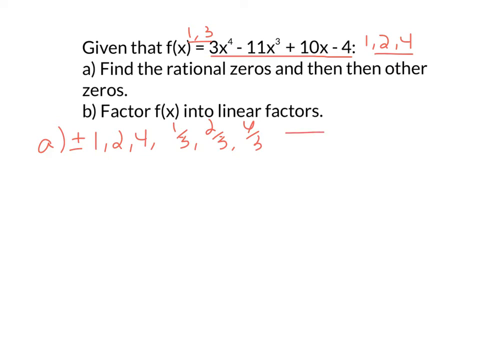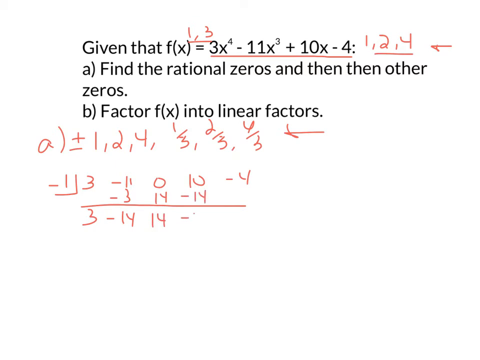And after we make that list of possible factors, I'm going to punch that function in my calculator and look for the zeros, which are really just x-intercepts. So I'm doing that right now, and I found out that -1 looks like it's a 0. So I'm going to put -1 in my box. 3, -11, 0 because there's no x squared term, 10, and -4. If it's truly a 0, then I will get a 0 for my remainder. So bring the 3 down, that's -3. Add, multiply, add, multiply, add, multiply, and sure enough, I got a 0.